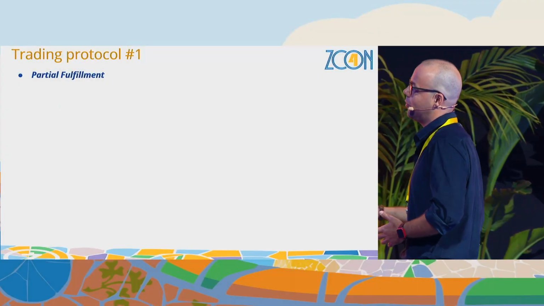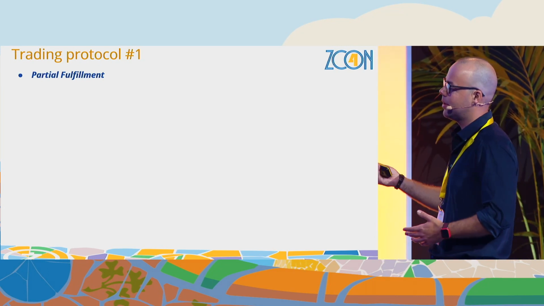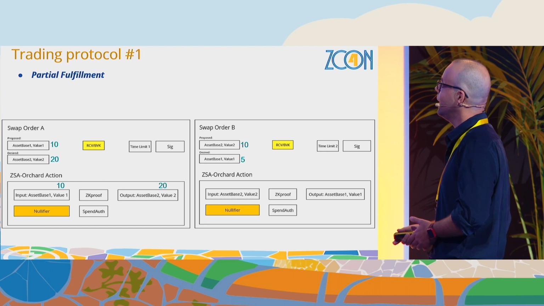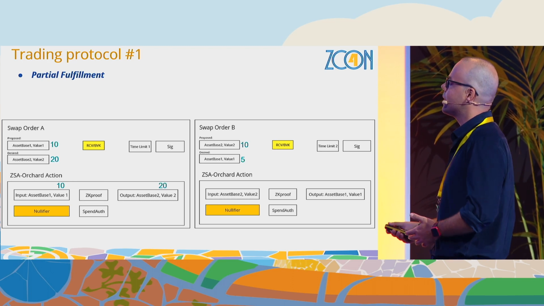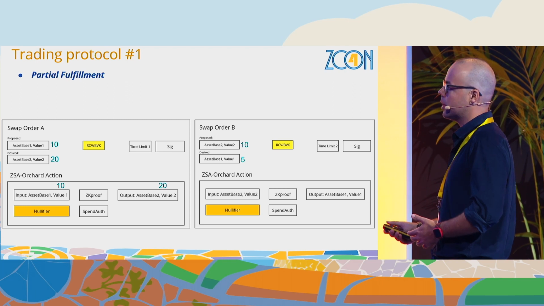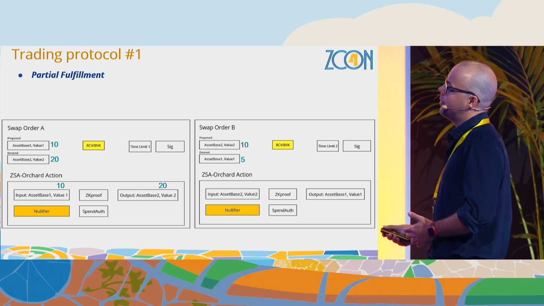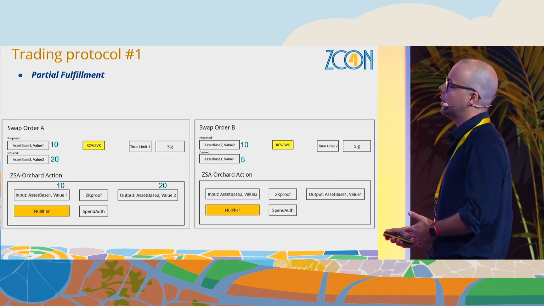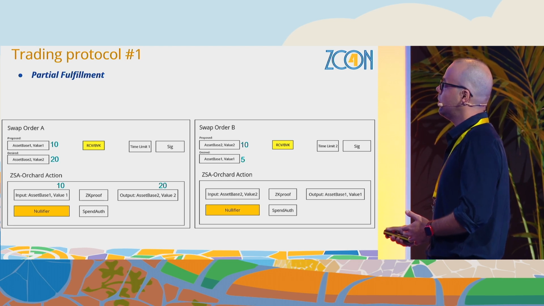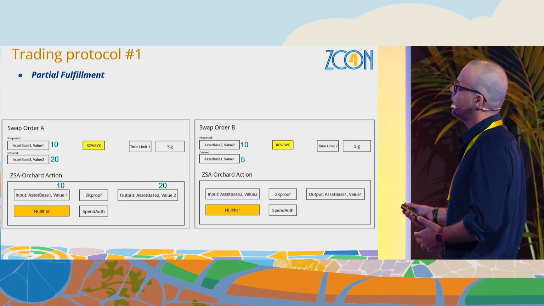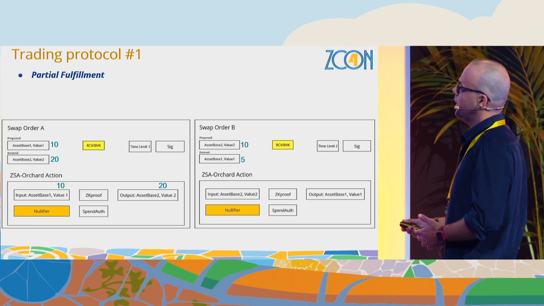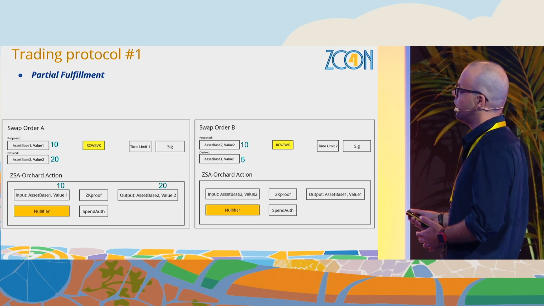Okay, and here we want to discuss partial fulfillment. This is actually the biggest problem with this type of protocol. Okay, so let's assume some numbers. Here we have swap order A, asset 1, value 10. This is what I'm proposing. I'm including this as an input node. What I want is asset 2, value 2, which is 20. And here we have a different swap order, which has the correct ratio between the nodes.